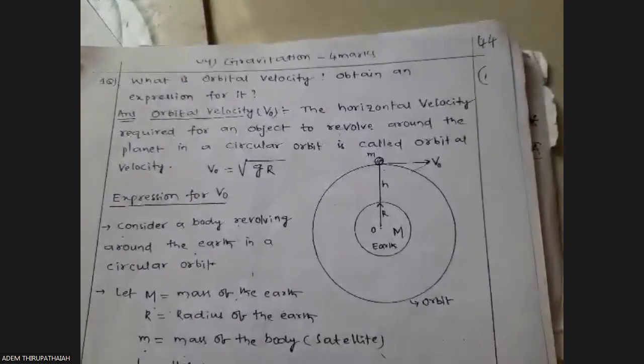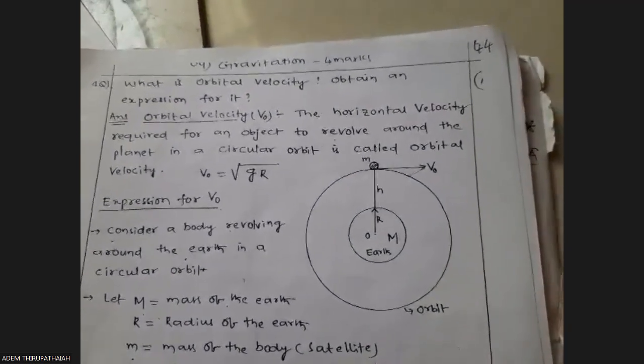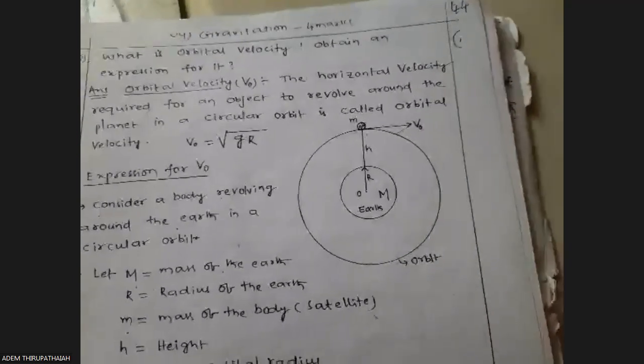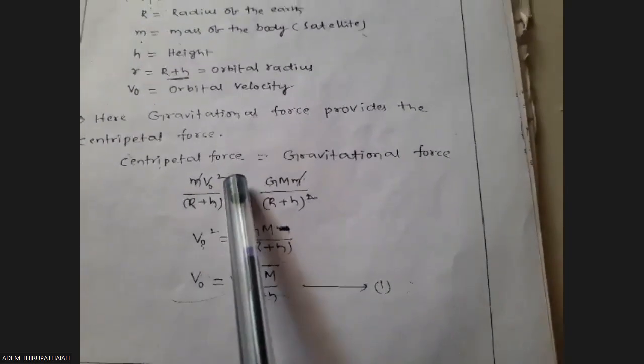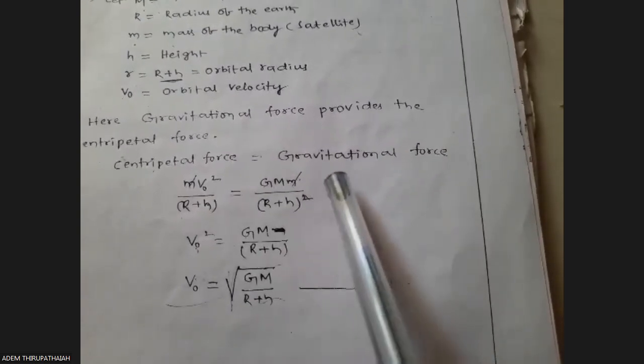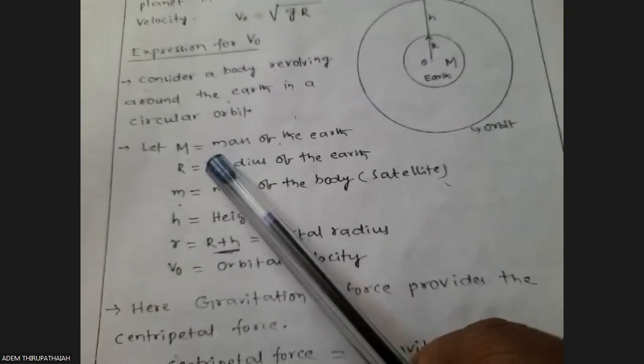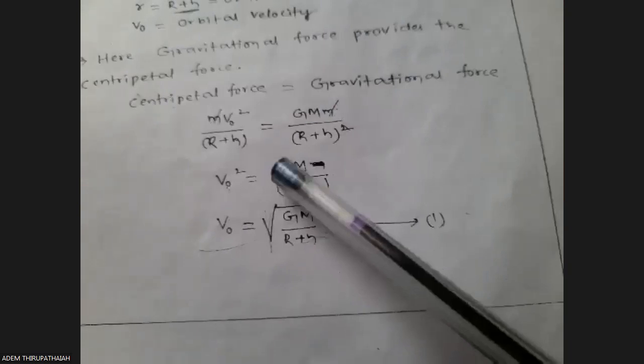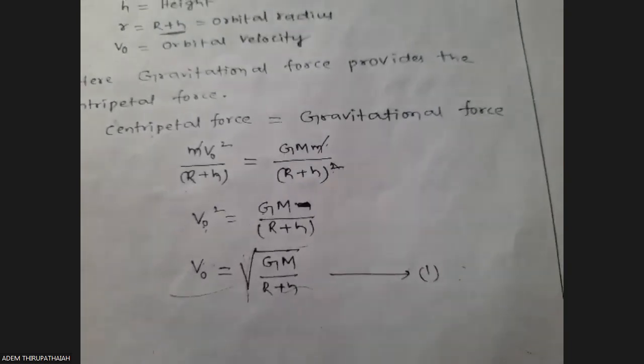Don't forget. Once again I will repeat. What is the definition? The horizontal velocity required for an object to revolve around the planet in a circular orbit is called orbital velocity. Don't forget. So the orbital velocity formula: V naught is equal to root of g R. The diagram is already explained: capital M, capital R, small m, H, r, V naught. Simply, centripetal force is equal to gravitational force.